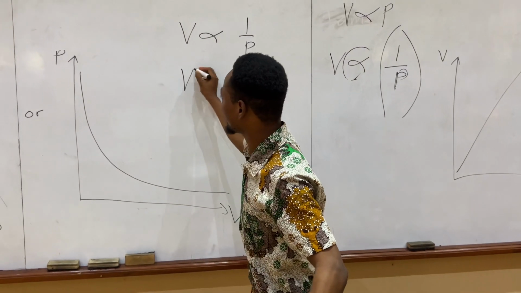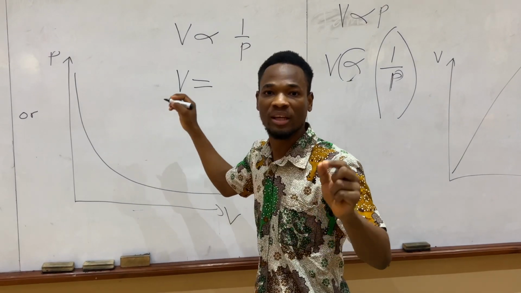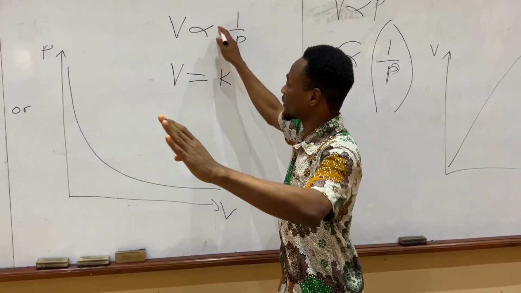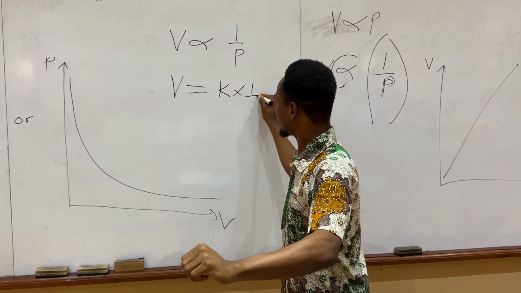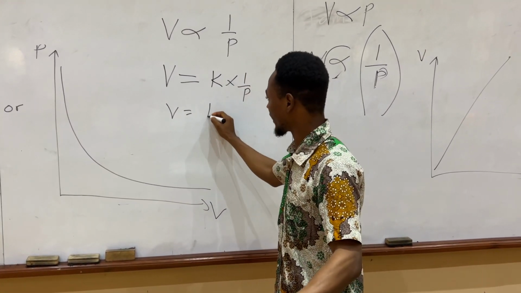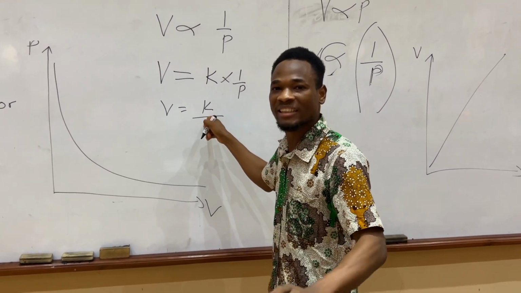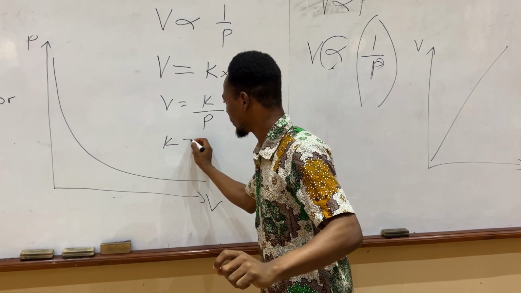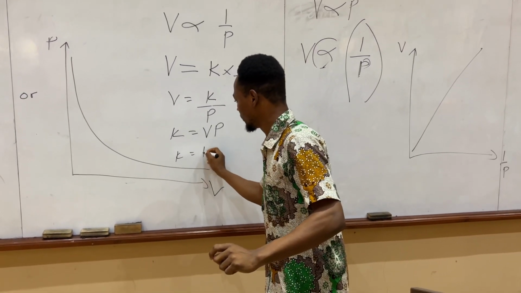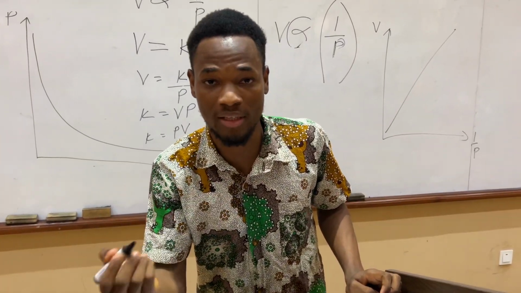So this will be V, then I'll replace this with an equal to sign here, then I'll bring what? A constant. So I have my constant K, and my constant will multiply this expression 1 over what? Over P. So V equals my K by 1 will give me what? My K over what? Over P. If I make my constant the subject, this will become K is equal to what? VP, or K is equal to PV. You can express them this way because multiplication is what? Is commutative. Are you okay?